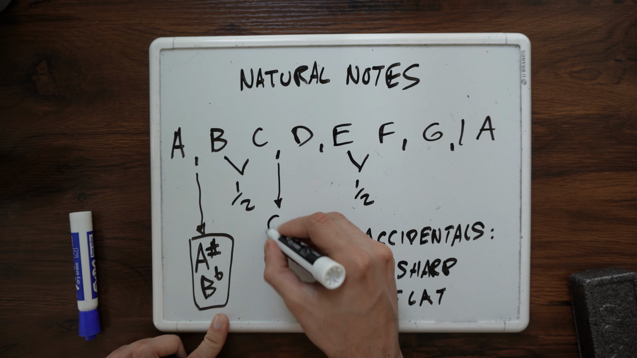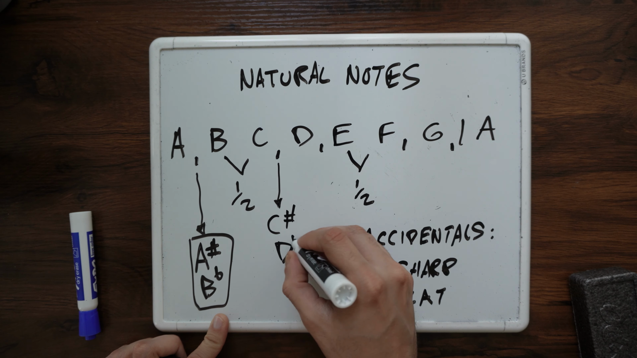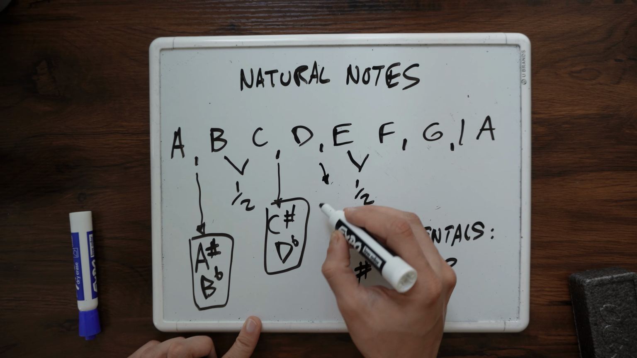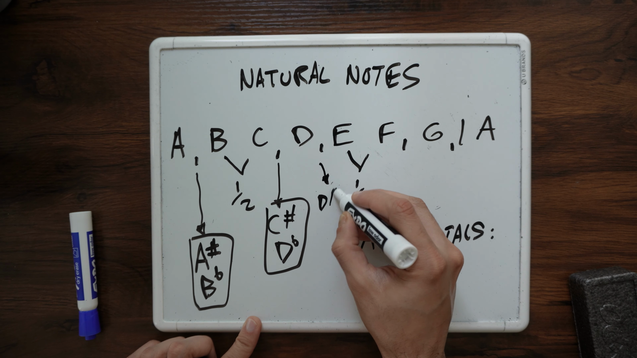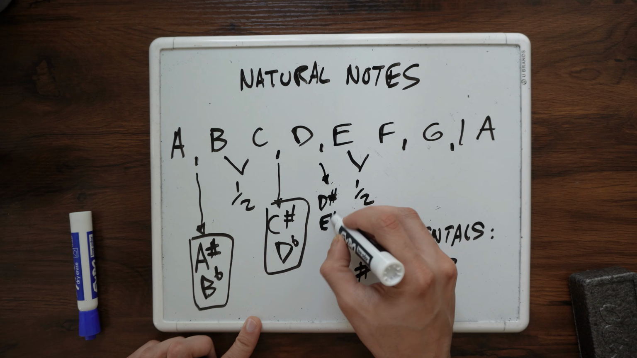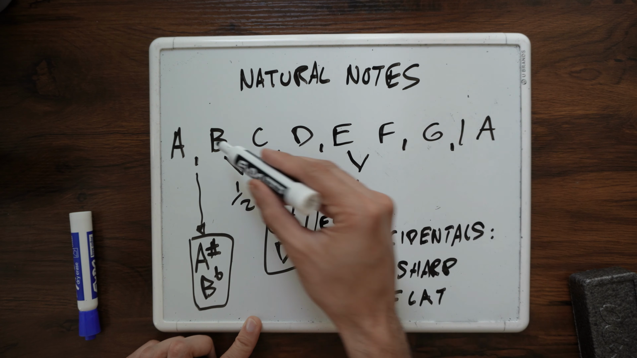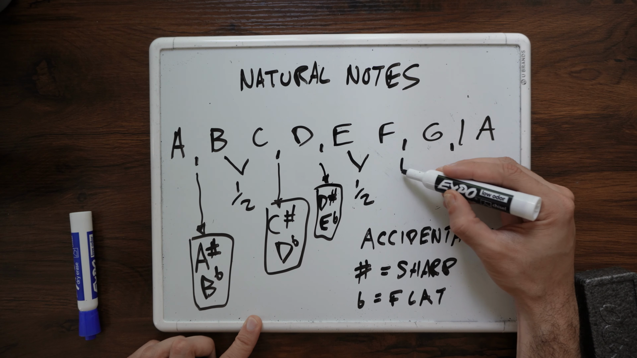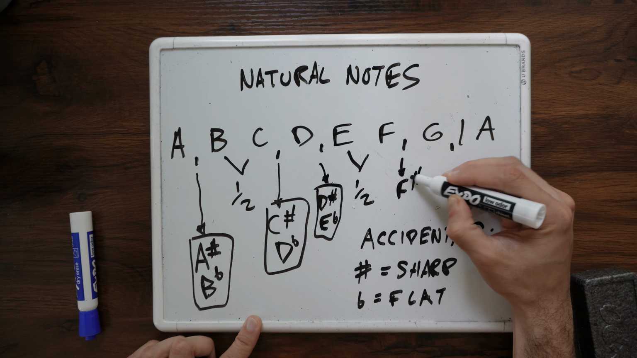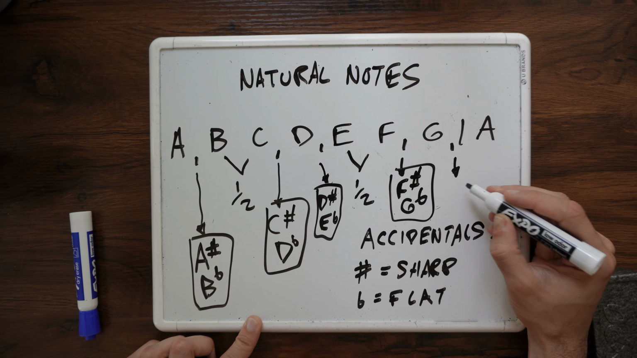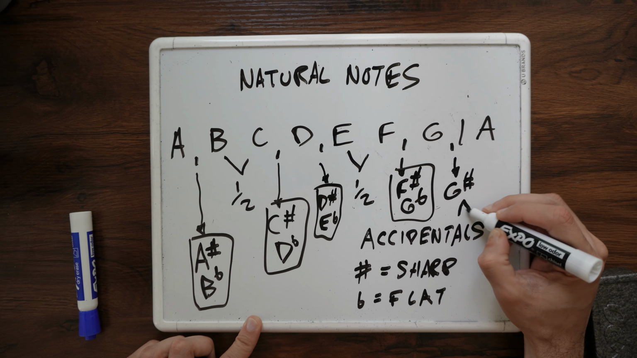Now we get to C sharp or D flat. Same thing here for D sharp and E flat. There's nothing in between E and F. Same case with B and C. Now we're on F sharp and G flat. And finally, we get to G sharp or A flat.